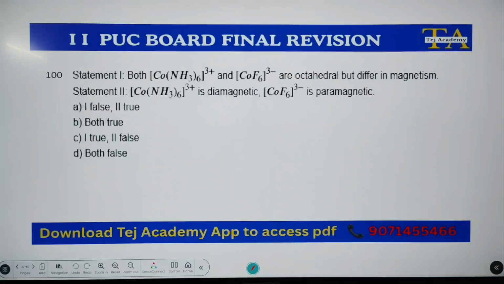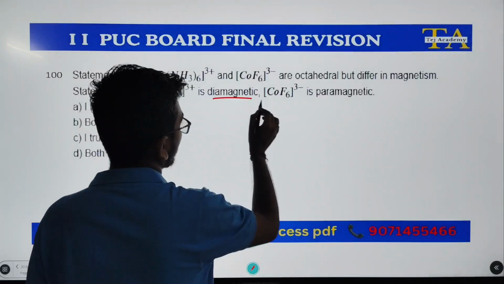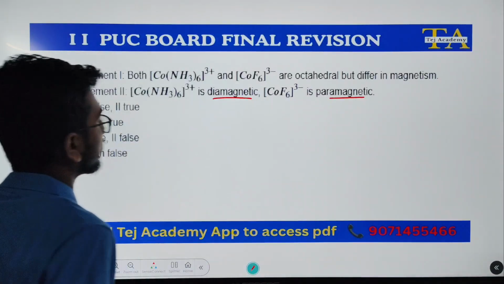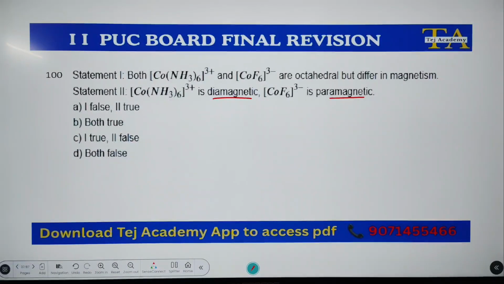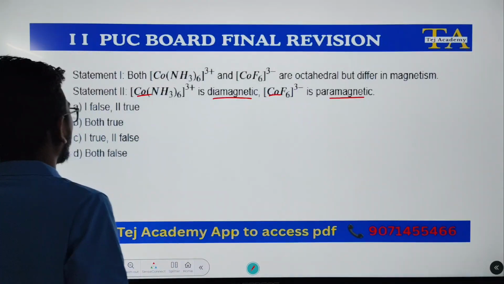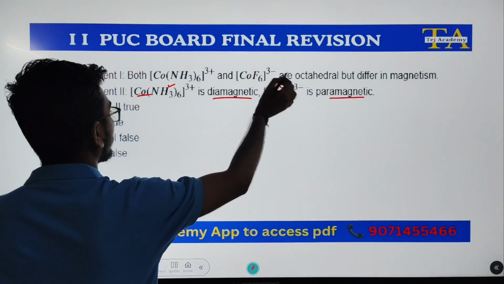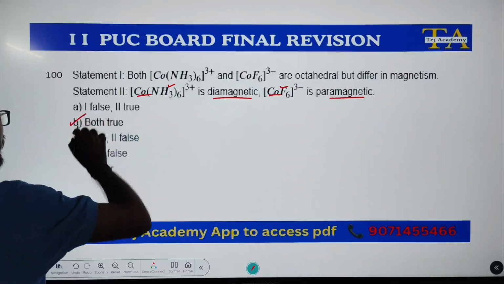100. Statement 1: both given compounds are octahedral but differ in magnetism. See here, statement 2: for the first compound it is diamagnetic and the second one is paramagnetic. So if you calculate the number of unpaired electrons for cobalt, you will get diamagnetic and paramagnetic based upon the behavior of the ligand. So both are true here.